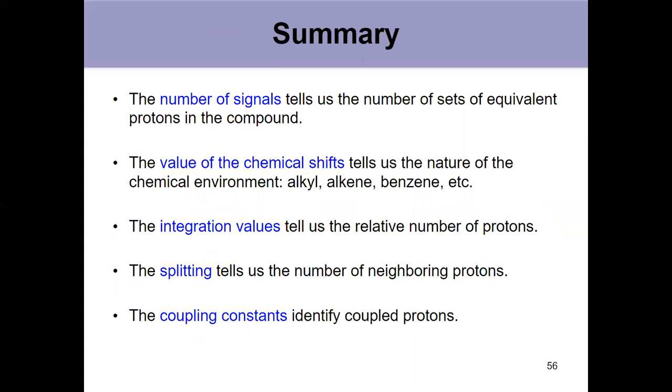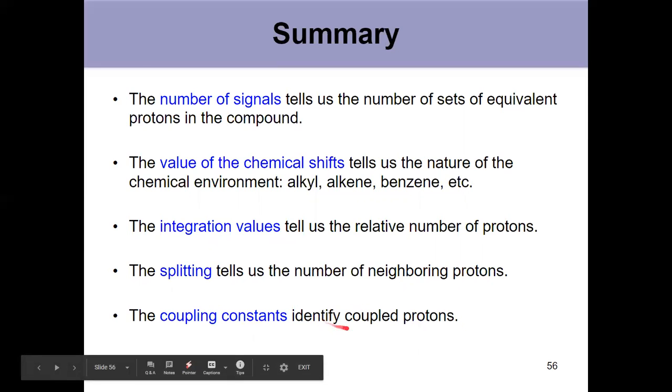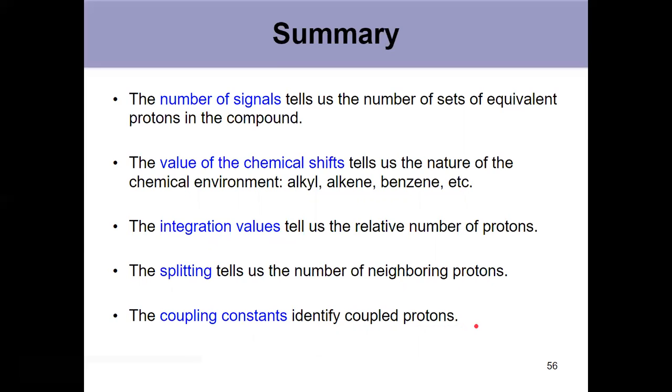So to summarize what we've seen so far in the chapter, right? However many unique protons we have, that's how many signals we get. The number of signals tells us the number of sets of equivalent protons. The value of the shifts in ppm tells us about what kind of environment we are in. Integration tells us the simplest ratio, the relative number. Splitting tells us about the number of neighboring protons: singlet, doublet, triplet, etc. And the coupling constants can then take it one step further and identify the protons that are coupled with one another and causing that splitting phenomenon.